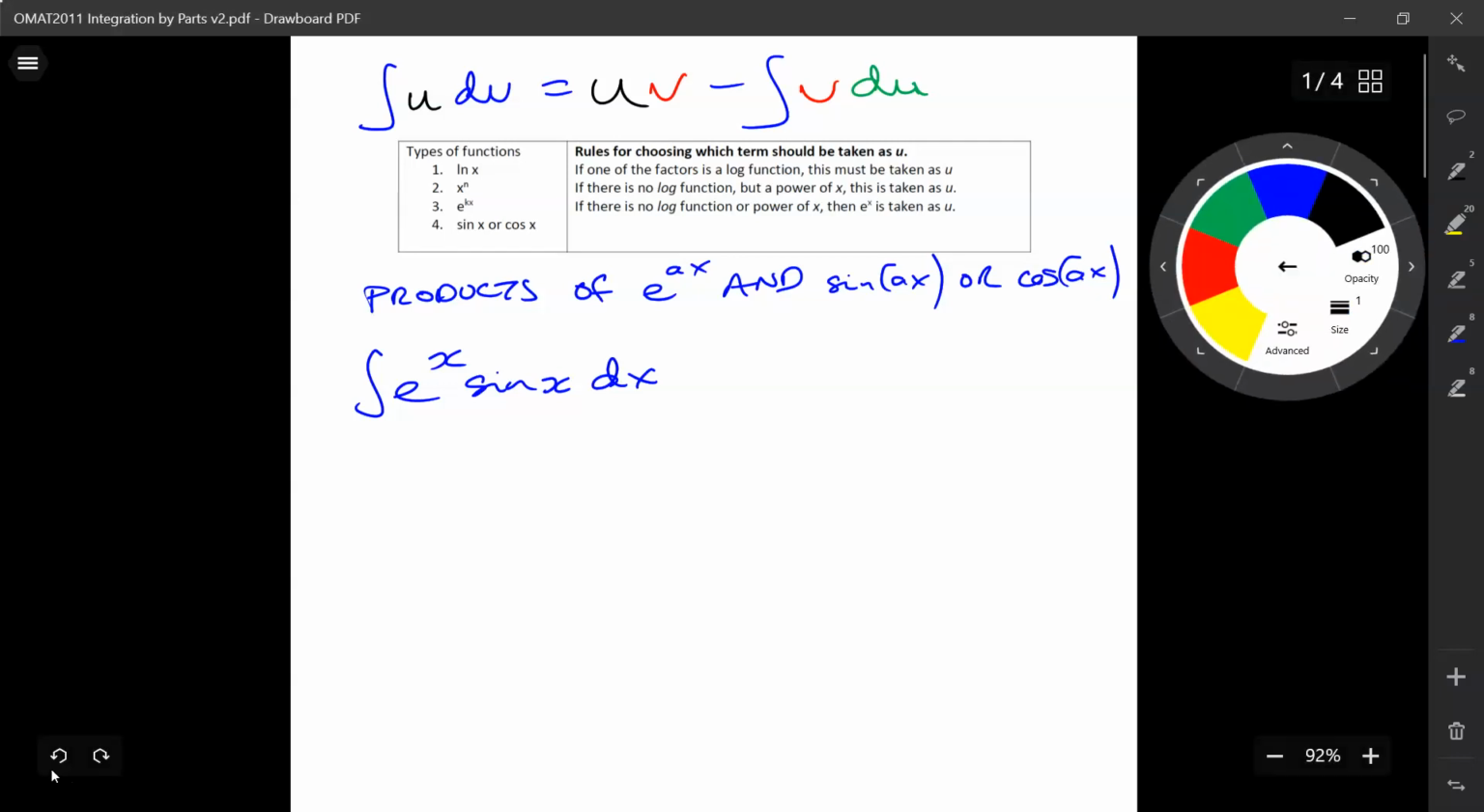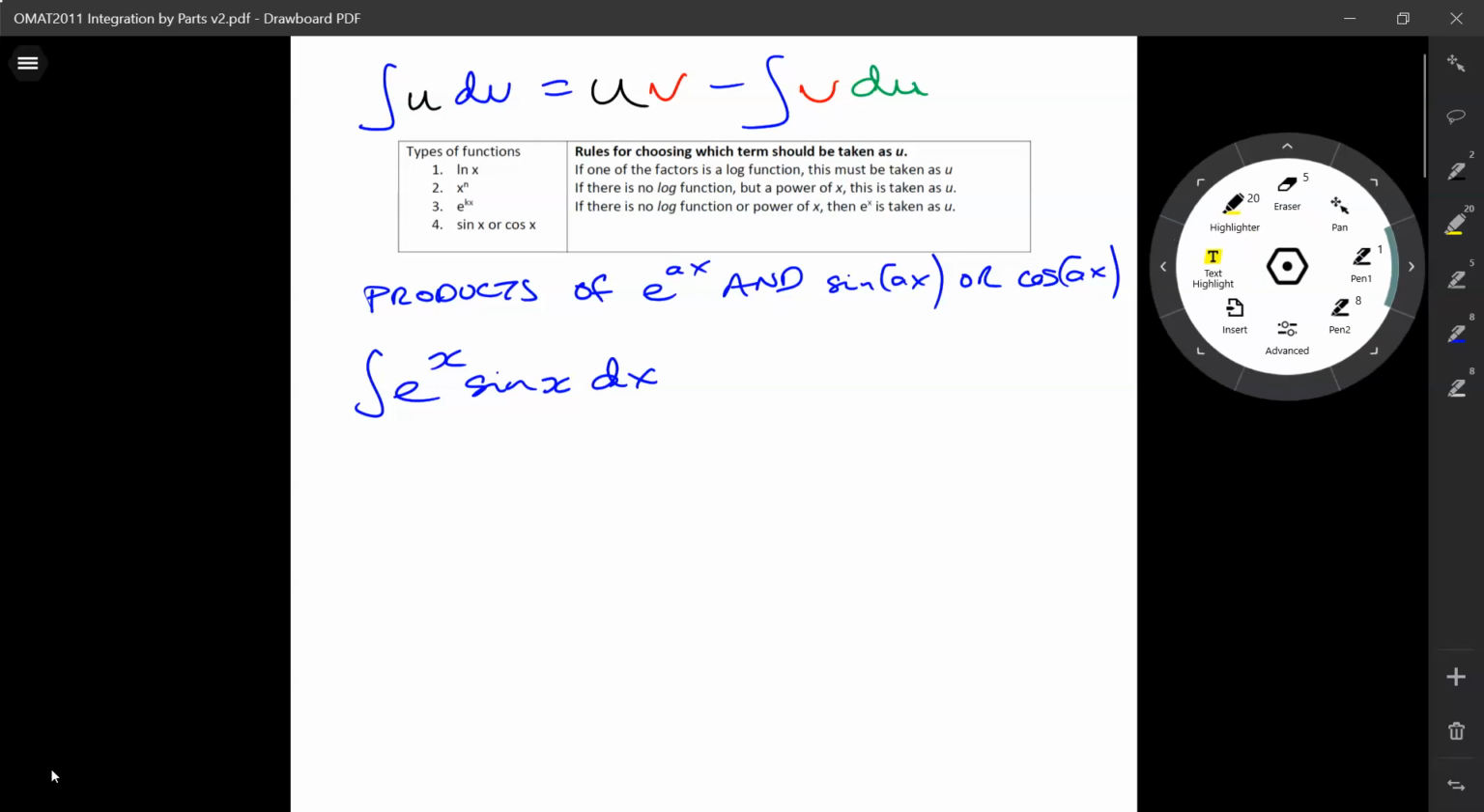So we're going to do this using the rule of integration by parts, which is the rule up here. The first thing we need to do is identify u and dv in this equation.